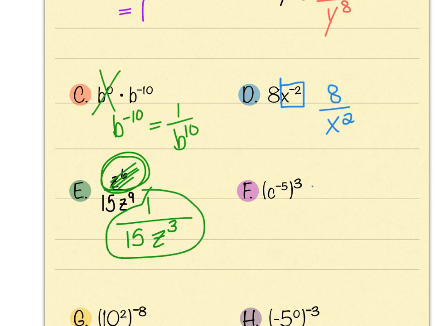Next one here, I'm going to use the power of a power property. I'm going to multiply these together to get c to the -15th. And c to the -15th is equal to 1 over c to the +15th.